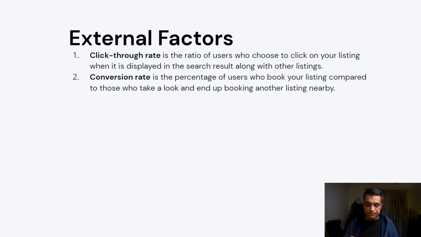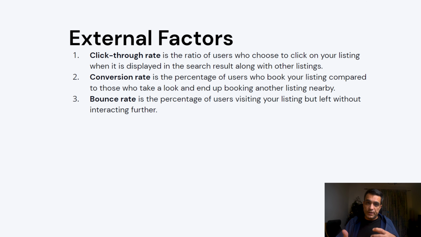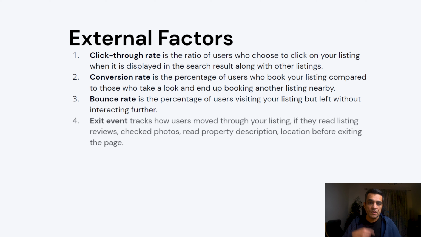People are loving it. Next is the bounce rate. That is the percentage of users who visit your listing but leave without interacting further. People click on your property in the search results, open it for 2 seconds and jump straight out. That's the bounce rate. Again, this gives an indication that your property may not have good photos, or has something in the description which is not attractive to people.